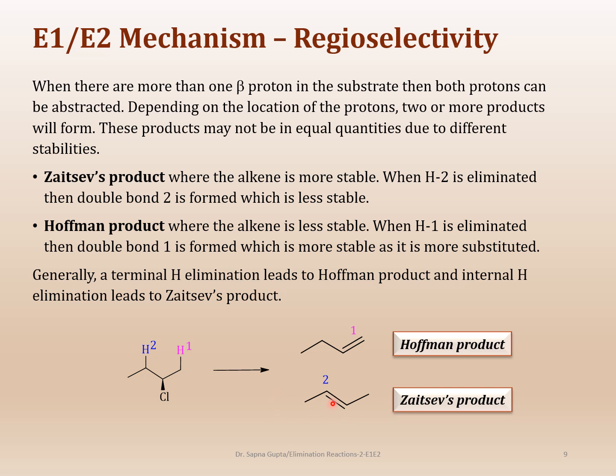So generally, Zaitsev's product is going to be the more stable product, and so it's going to be the major product, usually.